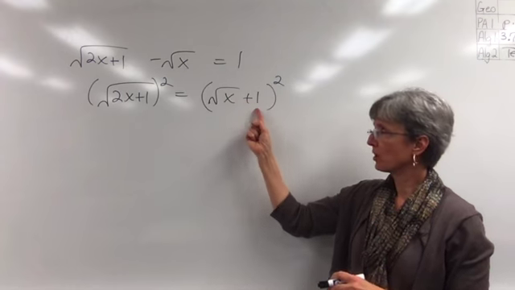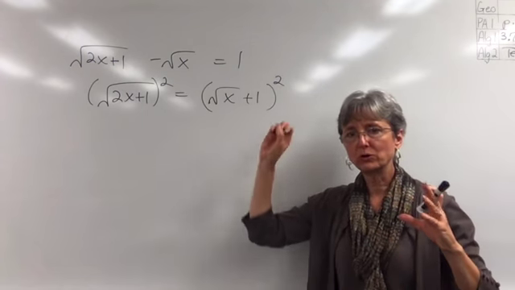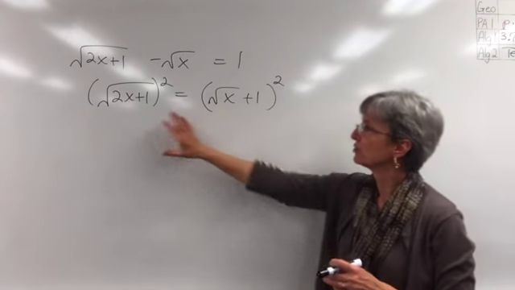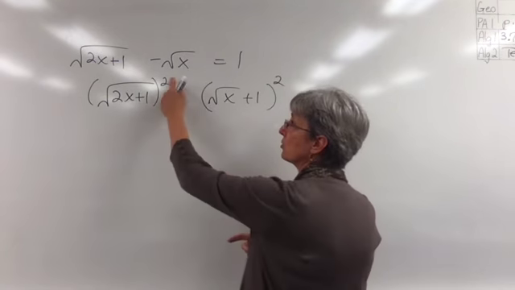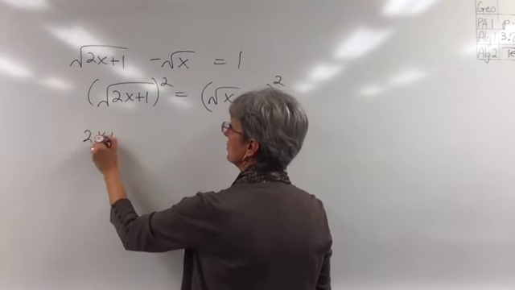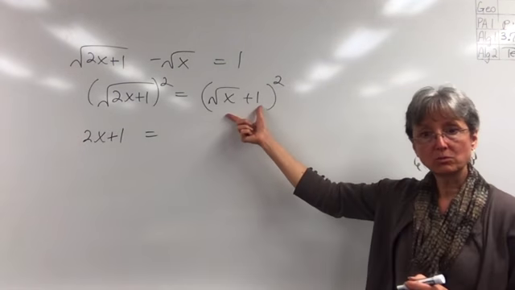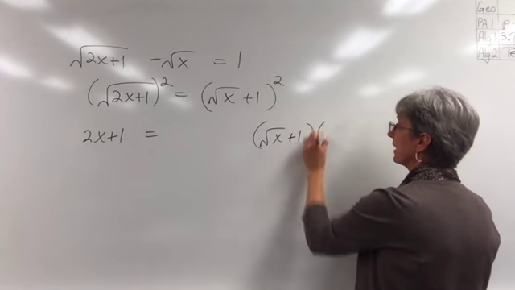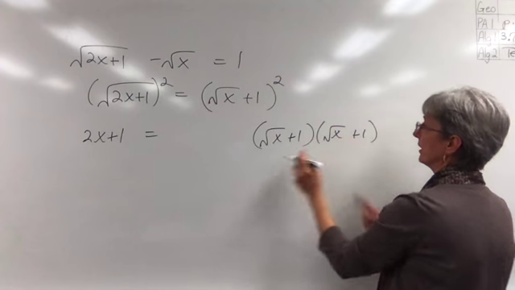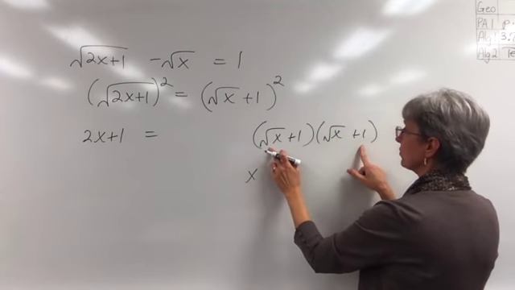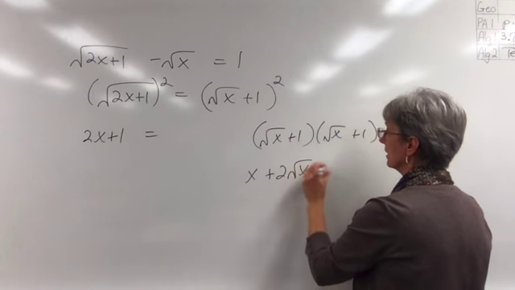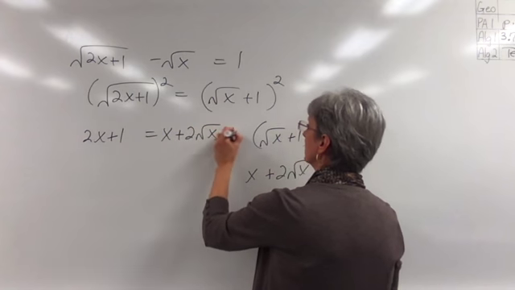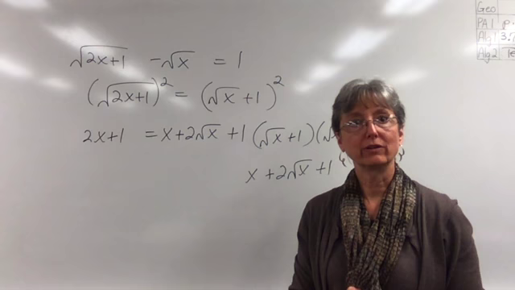I rewrote this as the square root of x plus 1 because I'm so used to binomials being variable plus number, and that just is better for me. So I left it like that. So this just cancels out. The square cancels out the square root, and this is just 2x plus 1. But this needs to be FOILed. So the square root of x plus 1 times the square root of x plus 1. This is x. This is 1 square root of x. This is 2 square root of x plus 1. So we have x plus 2 square root of x plus 1 when we FOIL that.